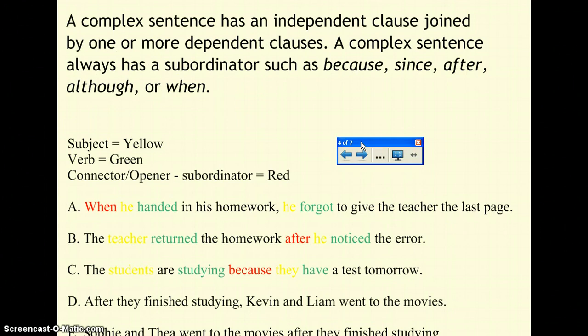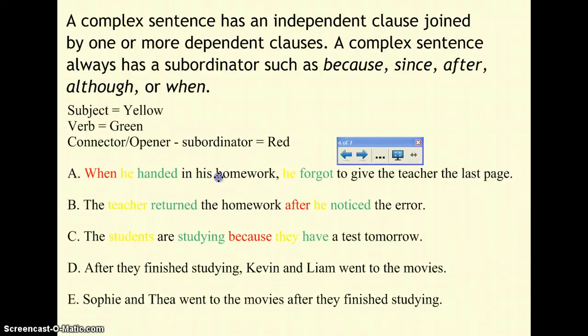So, now let's talk about a complex sentence. It is an independent clause joined by one or more dependent clauses. A dependent clause means it cannot stand on its own. A complex sentence always has a subordinator such as because, since, after, although, or when. Think of these as the connectors. So let's get through this.